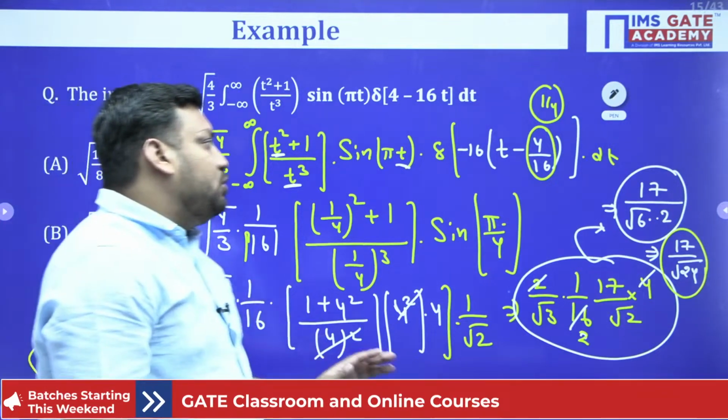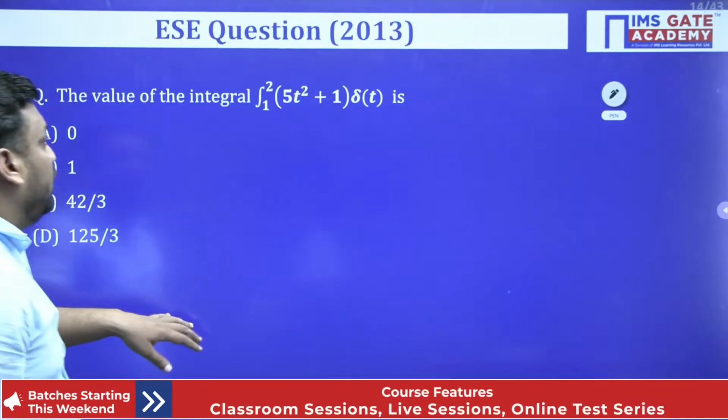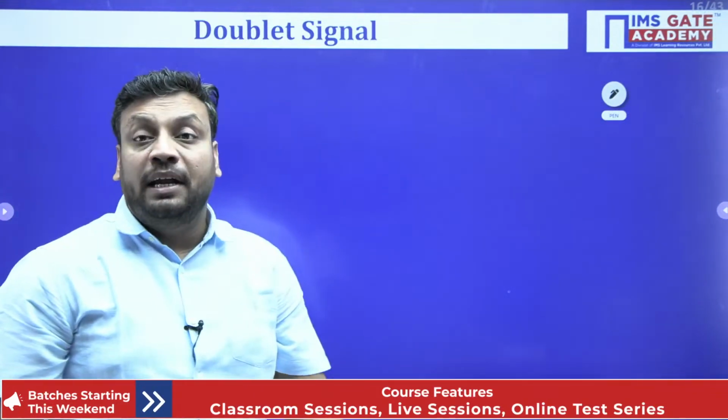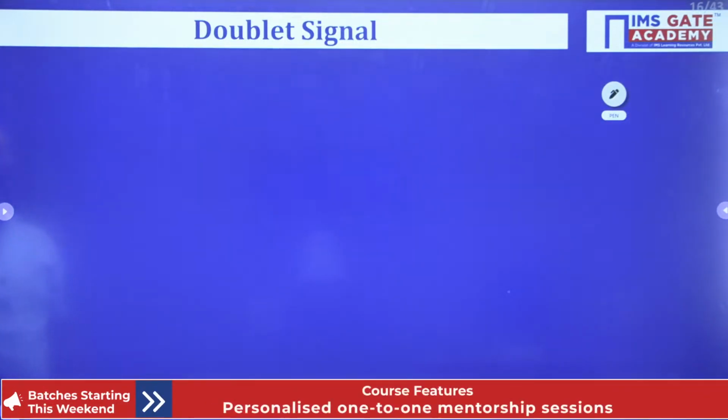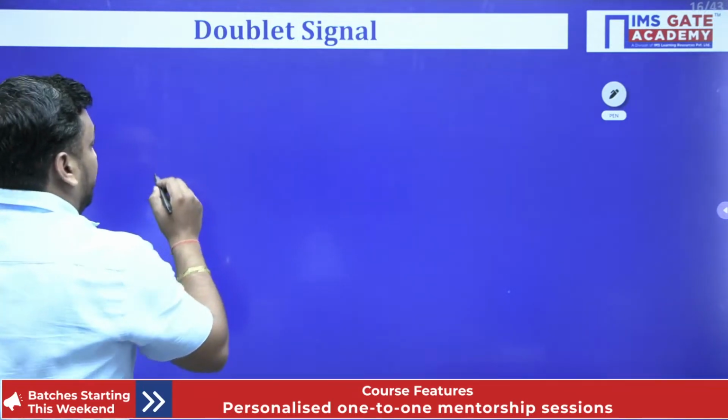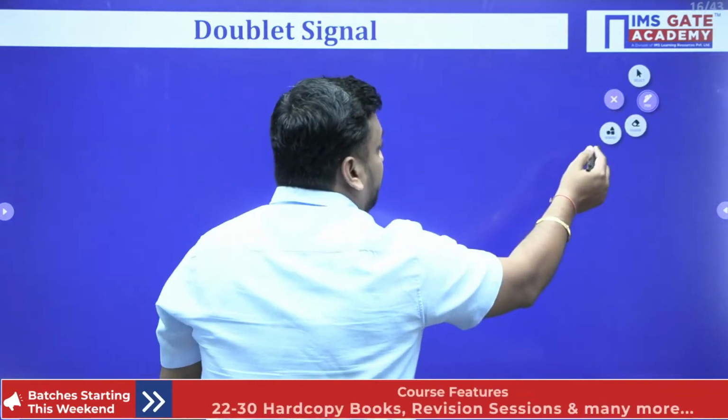So I think this question we have completed already. Now we are going for the next, guys, and next we should write the property that is known as the doublet signal. So if I talk about the doublet signal, it is nothing but the differentiation of the impulse signal.